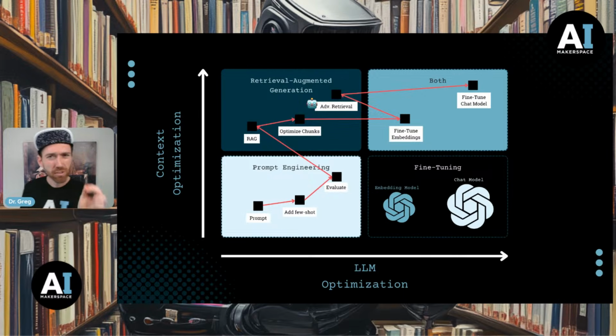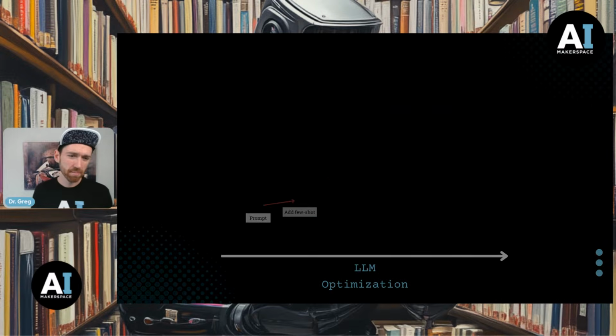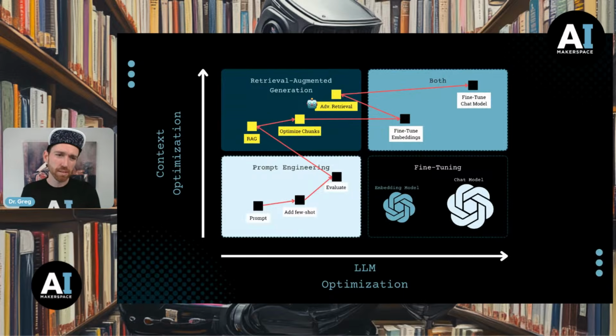Now let's zoom in on what we're going to talk about today. We're going to talk about these pieces. We're going to talk about how RAG and optimization of the chunks and the advanced retrieval process and enhancing it with search specifically is all contained within this contextual retrieval approach.